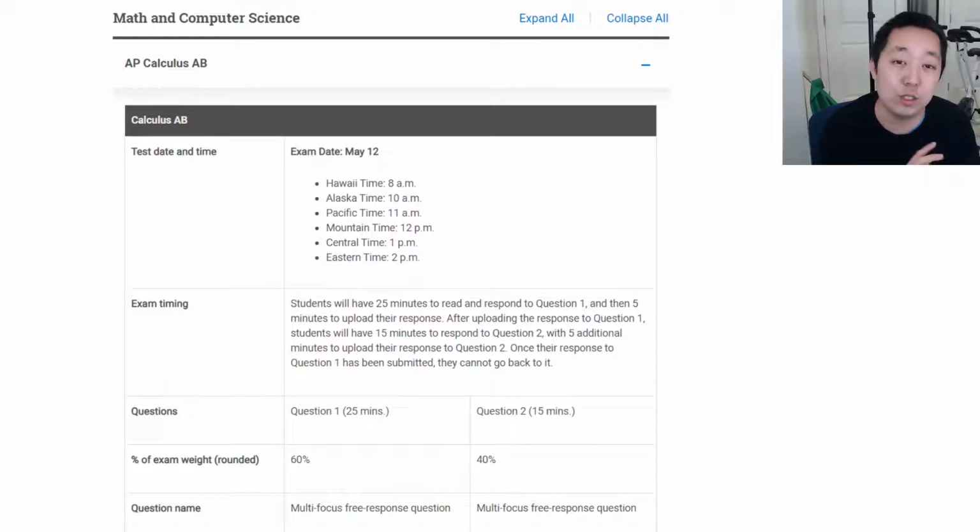Maybe one question is harder for you, but you can't borrow time from one question to filter over to the next. That means if you finish the first question in only 10 minutes, you don't get that extra time on the second question. Each question has its own time associated with it. They're weighted slightly differently, and the two questions may or may not be the same.